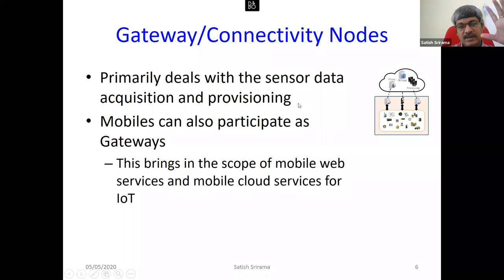The gateway layers primarily deal with sensor data acquisition and provisioning. The sensor data is collected here, and it is either to be provisioned up, or you are trying to access that information. One very interesting thing, which we have not considered until now in this FTP, is that a mobile can also participate as a gateway, which is very interesting.